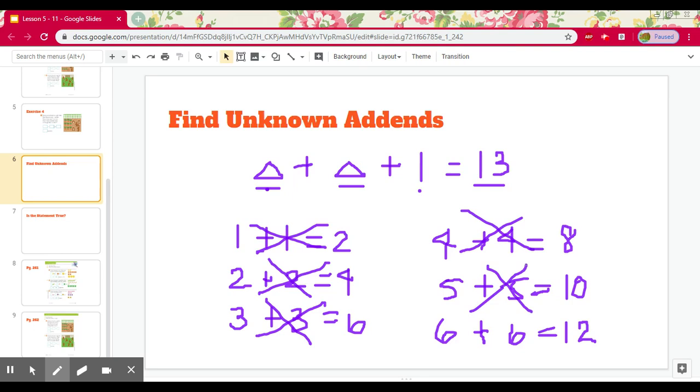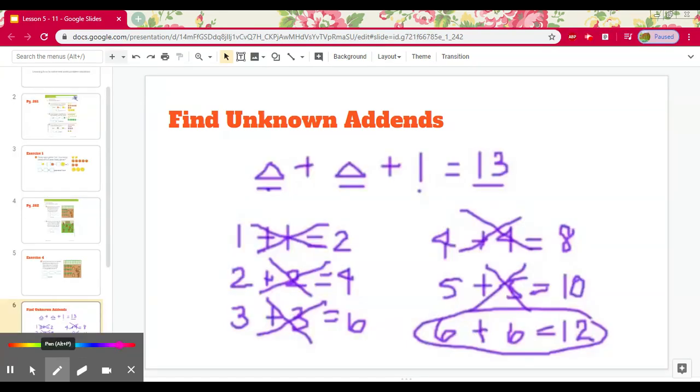6 plus 6 equals 12. 12 plus 1 equals 13. Which triangle is equal to 6?